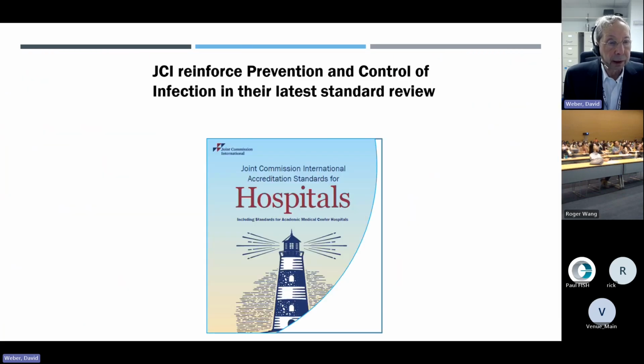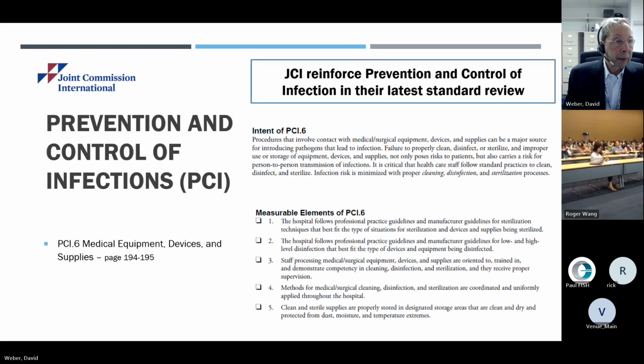Here are the guidelines from the Joint Commission International Accreditation Standards for Hospitals, and it reinforces prevention and control. And this is the most recent guideline. Again, I encourage you to read that guideline. What does the guideline say? It explicitly says, intent of PCI 6, procedures that involve contact with medical surgical equipment, devices, and supplies can be a major source for introducing pathogens that lead to infection.